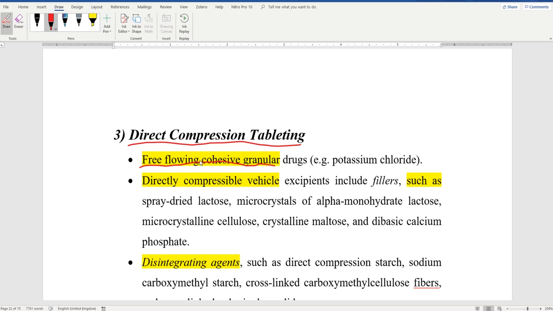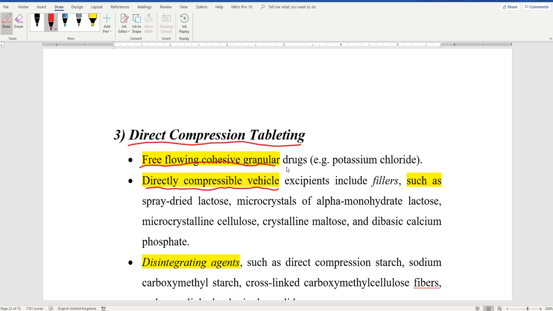Okay, that's why in many cases we go for a directly compressible vehicle, meaning a vehicle that can turn the formulation and make it compressible. Now, you cannot use a directly compressible vehicle if the drug you are using is in a large dose.